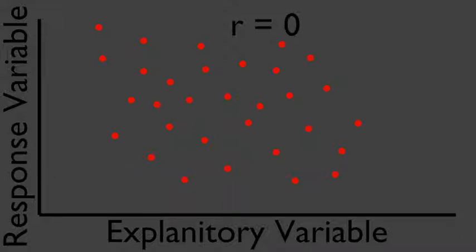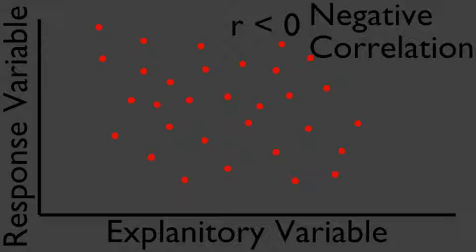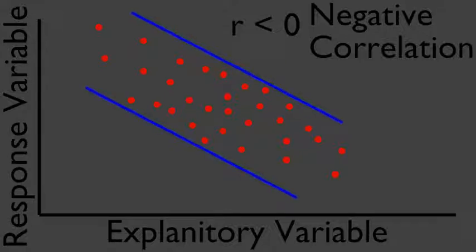Now an R value of less than 0 means we have a negative correlation. In a negative correlation, the data points would look like this on our scatter plot. It's called a negative correlation because of the downward trend that the data points are traveling in. So as we increase the explanatory variable, we would expect that the response variable would decrease, and as we decrease the explanatory variable, we would expect the response variable to increase.